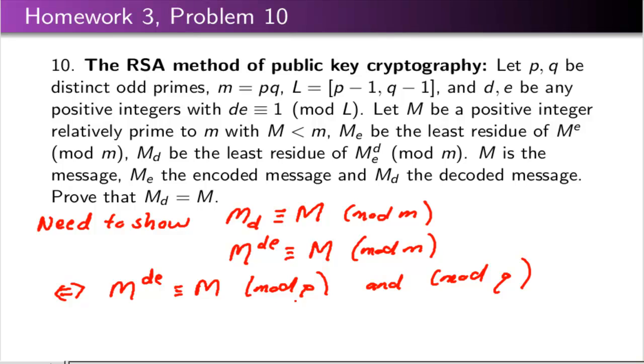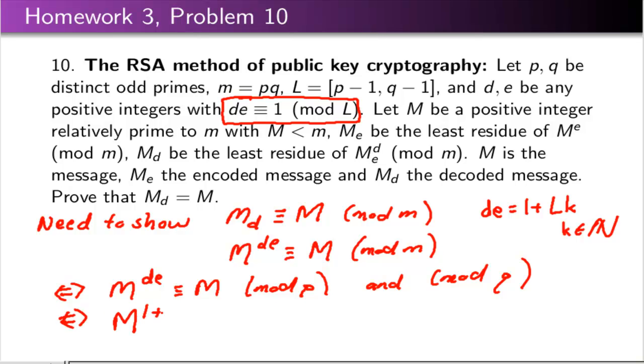Well, what does de equal? Now we have to go back to the definition. This is the way d and e are defined. So we have that d times e is 1 plus Lk for some k in the integers. So this is equivalent to saying that M to the 1 plus Lk is congruent to M mod p.